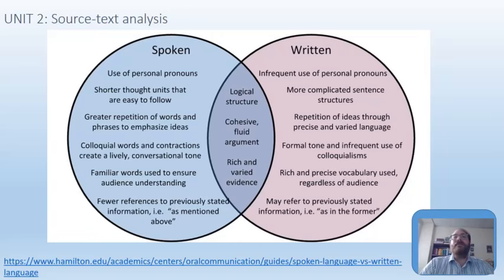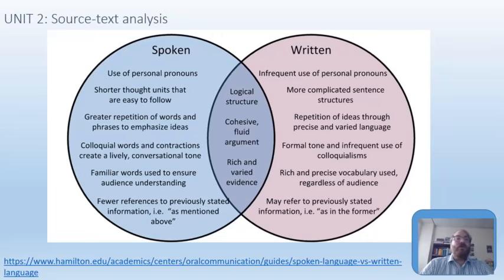And so the elements of spoken language are use of personal pronouns, short thought units that are easy to follow, a greater repetition of words and phrases to emphasize ideas. So you would have heard me repeating myself quite a lot in this lecture, stumbling on my words, thinking of things, using hedging language, taking my time, producing sentences that sort of trail off and end up nowhere. These are characteristics of spoken language.